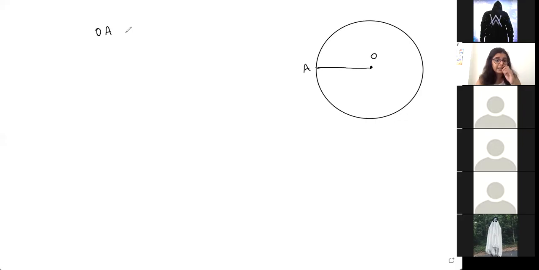Then Ananya said diameter. What do you mean by diameter, Ananya? It's double of the radius. Double of the radius. So if I draw another line like this, can I call OA and this point B as the diameter? Because it's radius plus radius. How exactly would you define diameter?